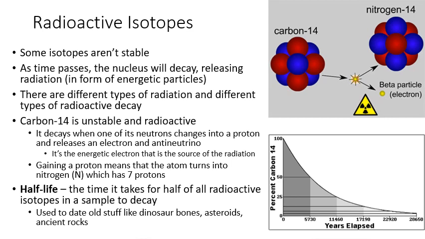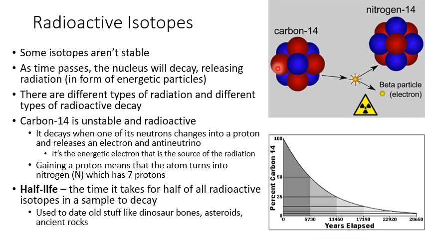The electron is actually the particle that is considered radioactive there, because it's very, very highly energized. The antineutrino doesn't really affect anything. It's a particle that doesn't really interact with other particles very much at all, so it doesn't really have any effect on anything.